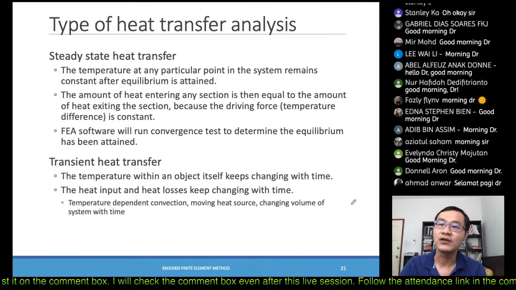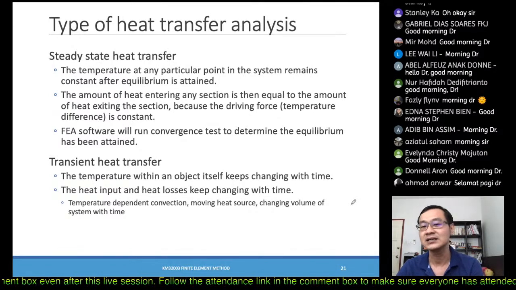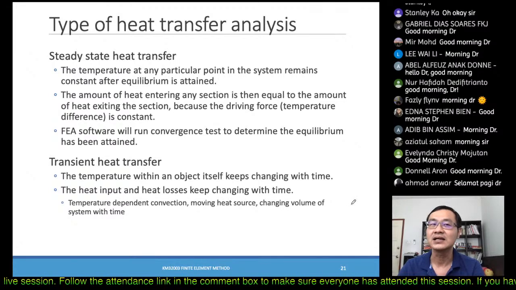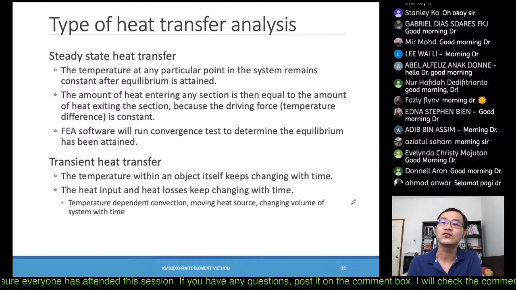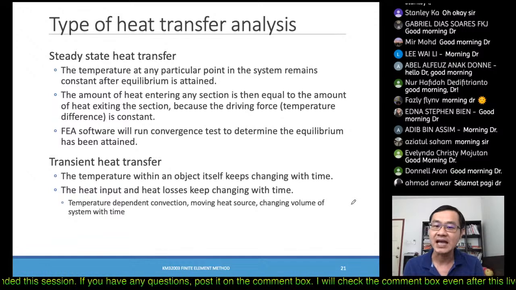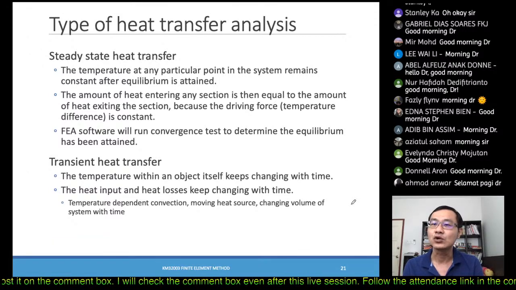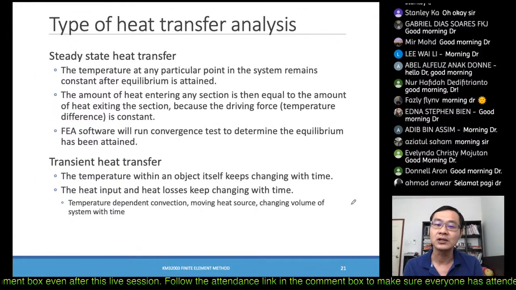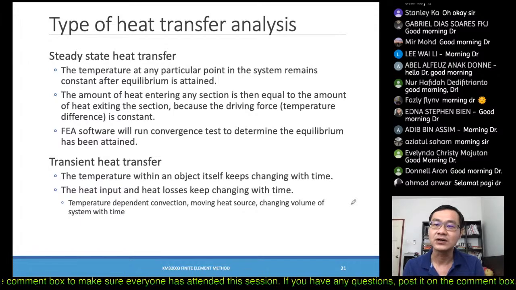So therefore the amount of energy entering any section will be equal to the energy exiting that particular volume itself. Therefore, when we run the steady state heat transfer analysis, the FEA software will run a convergence test to find out whether they have attained equilibrium or not. If not, it will continue to run until it reaches equilibrium, the temperature has become stable, and that would be our result.